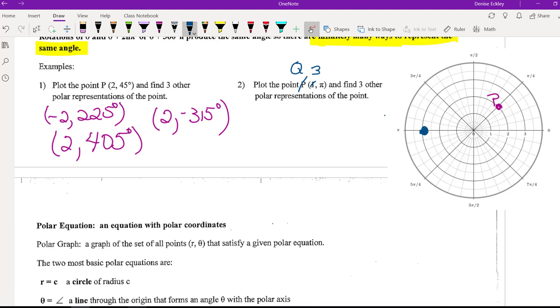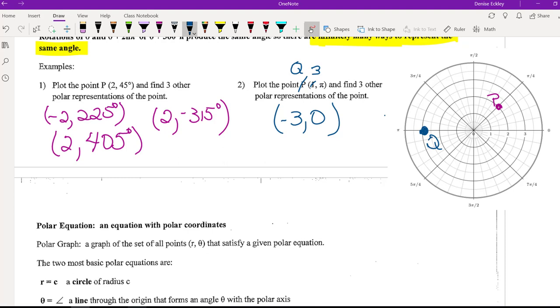Right, 1, 2, 3. So that's my Q. So what are some other ways I could have got there? So now what I have is -3. So I am here at -3, and I don't have to go any degrees at all because I'm there, or radians.